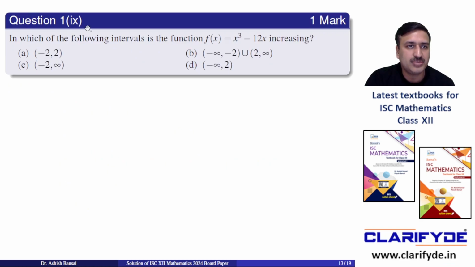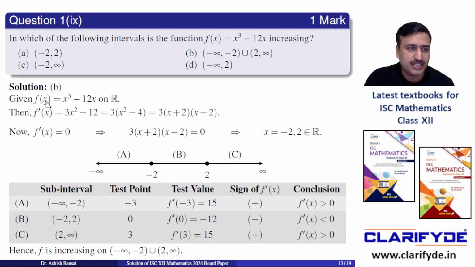Question number 1, 9th part. It says, in which of the following intervals is the function f(x) equal to x cube minus 12x increasing? Option B is correct. We are given f(x), we find f dash x and we can reduce it into the product of linear factors. Now f dash x equal to 0 implies either x equal to minus 2 or 2.